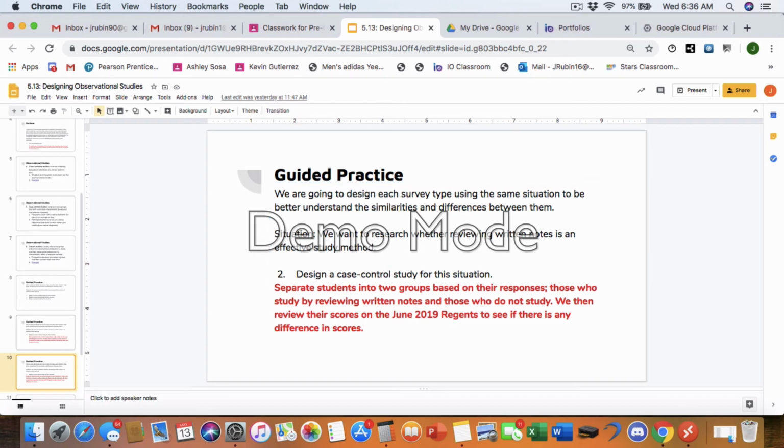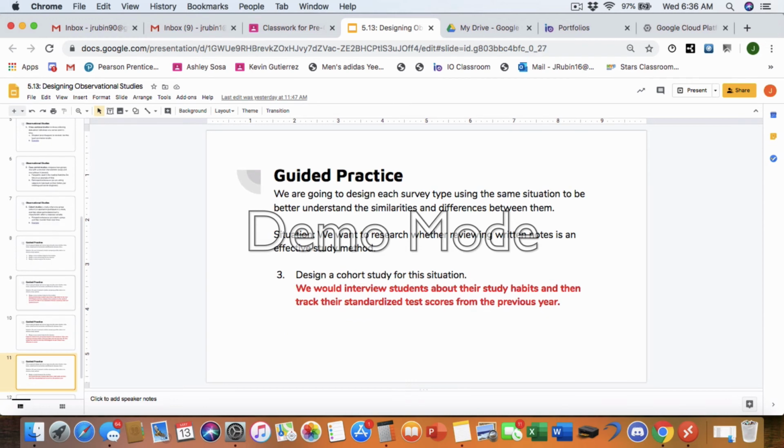A case control would be: separate students into two groups based on their responses, those who study by reviewing written notes and those who do not study, and then review their scores on the 2019 Regents to see if there's any difference. Again, remember the difference from an experiment. In an experiment, we would say, you're going to study using written notes and you're not going to study. Here, we organize the students based on their own preferences and then compare their data.